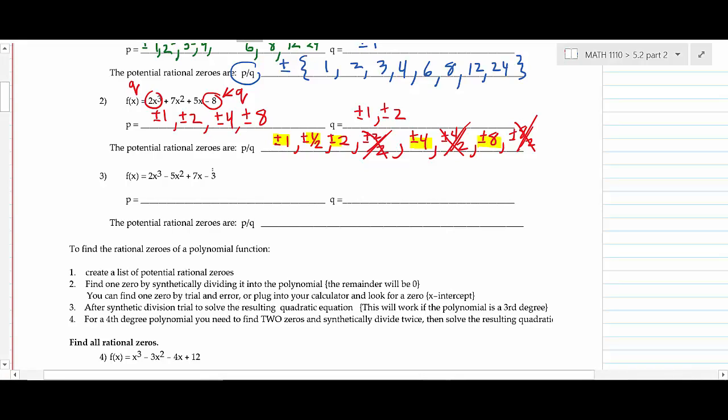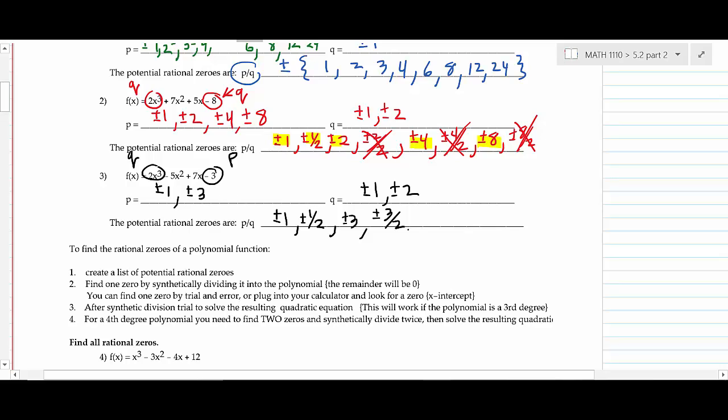All right, so on P, what is P going to be? 1 and 3. Okay, don't forget your plus or minus. So we got plus minus 1, plus minus 3. What's Q? Plus minus 1, plus minus 2. Okay, now we do the ratio. So we do 1 over 1, P over Q. 1 over 1 is 1. I'm doing this in my head. 1 over 2 is 1/2. 3 over 1 is 3. 3 over 2 is 3/2. Okay, that's your list. Nothing repeated, so that's your list.